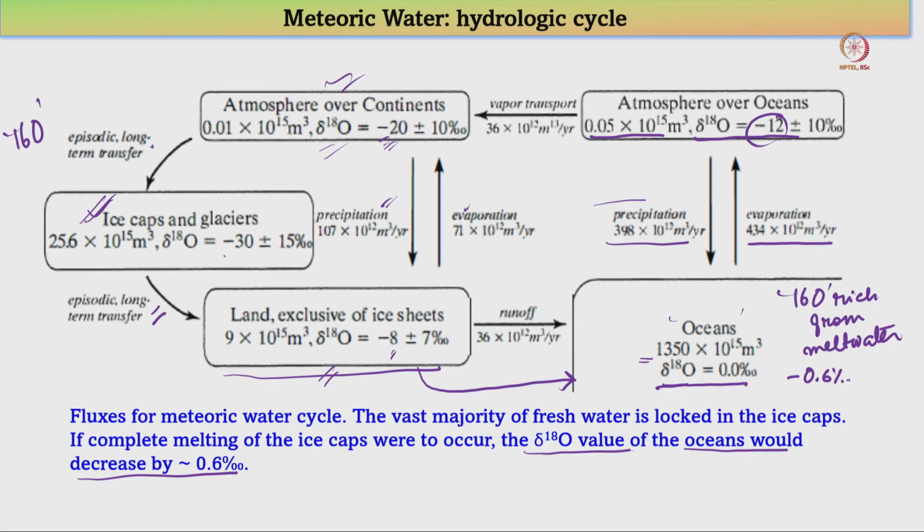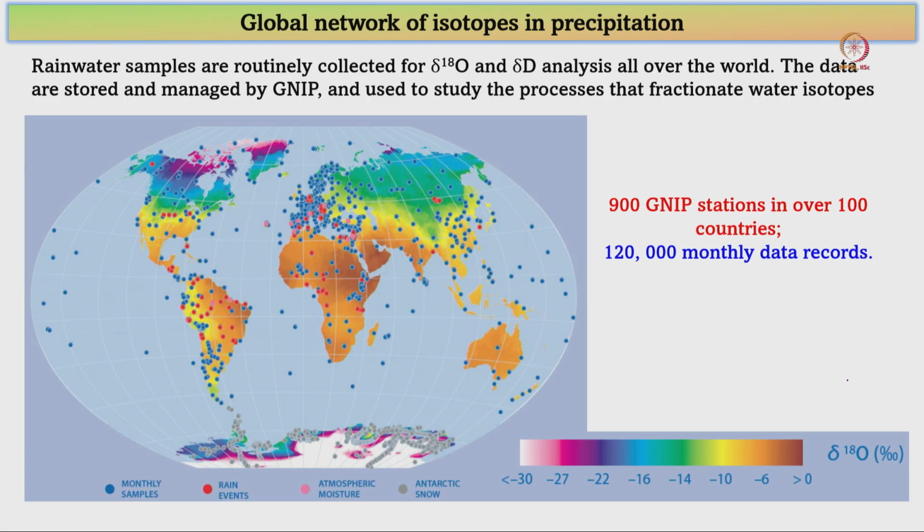Now, how do we get all these data? How do we come to know about all these data? Globally, we have an entire network of sampling locations and collaborators who provide samples. Different kinds of water samples such as rainwater, lake water, river water and groundwater samples are routinely collected for delta 18O and delta D analysis all over the world.